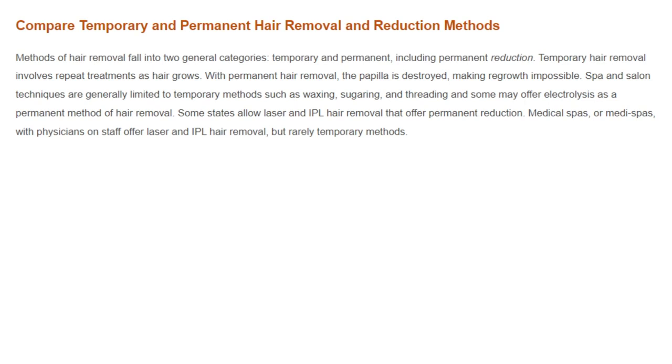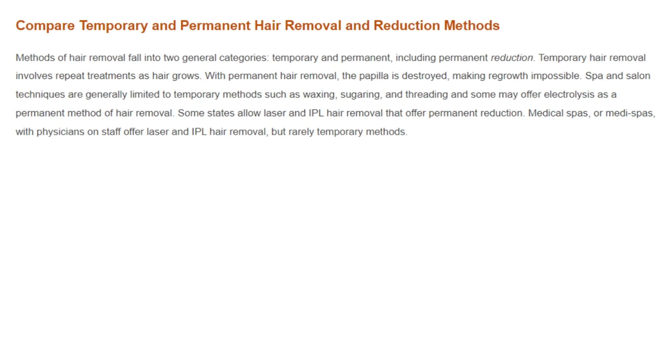Methods of hair removal fall into two general categories, temporary and permanent, including permanent reduction. Temporary hair removal involves repeat treatments as hair grows. With permanent hair removal, the papilla is destroyed, making regrowth impossible.